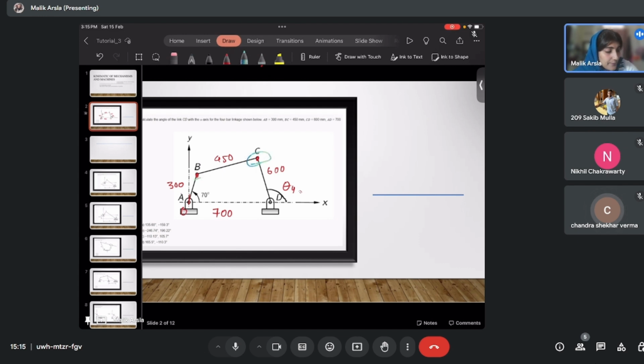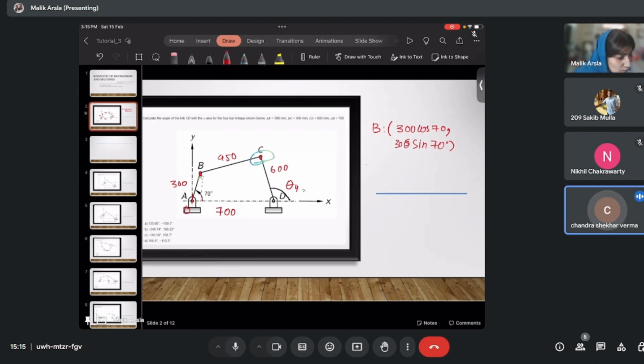B and C. So what are the coordinates of point B? We can see that this link is 300, so the x coordinate will be 300 cos 70 degree. After that, the y component of this will be 300 sine 70 degree, right? So this is straightforward, right? Now, for the point C, what will be the x coordinate?